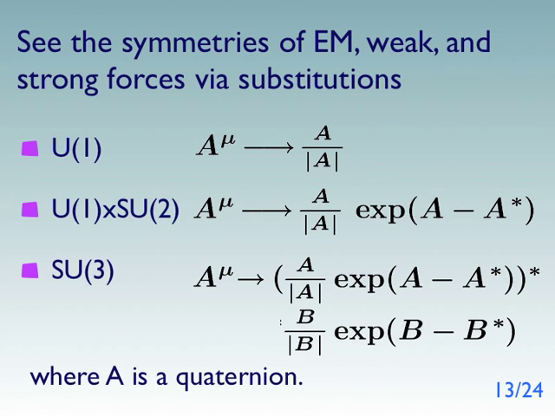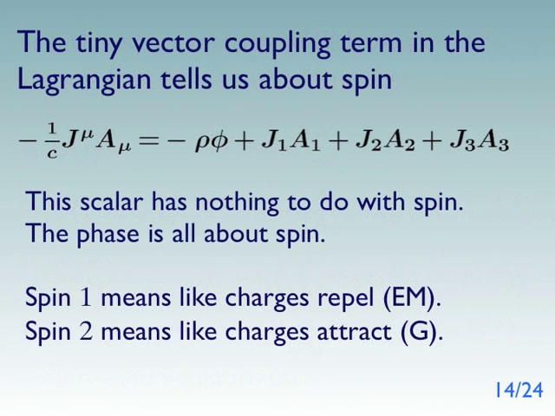But certainly that's a far way away from saying we've actually really made some progress there. All right, so now we're going to deal with a problem with this proposal, and it has to do with the tiny vector coupling term, and what that tells us about spin.